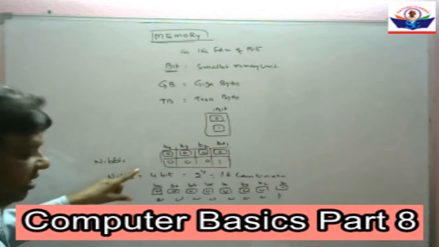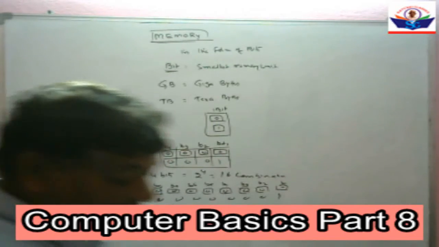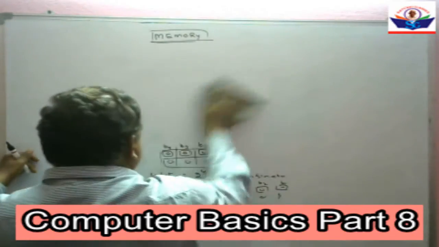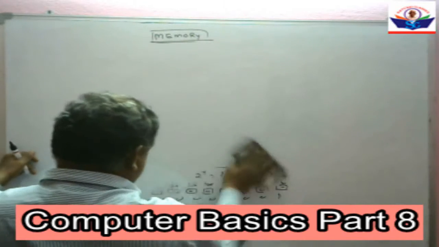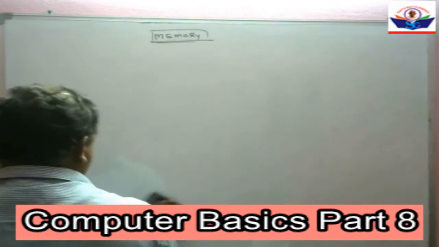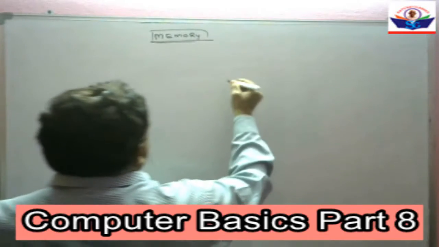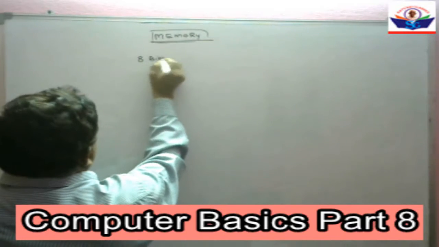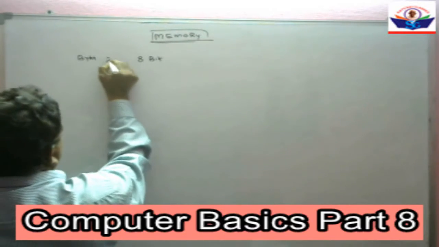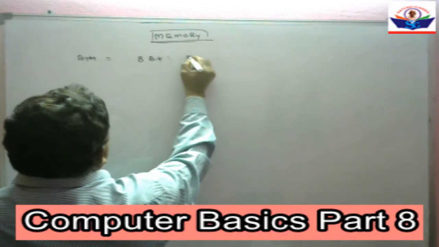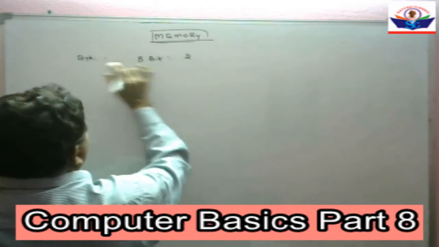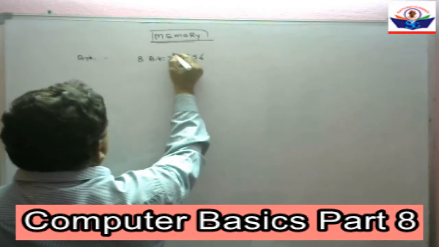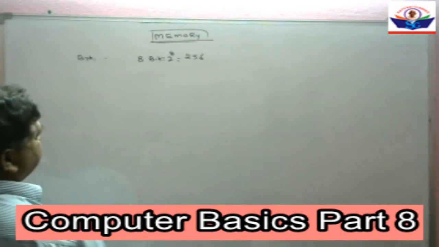A nibble contains 4 bits, and a byte contains 8 bits. Byte means 8 bits, and the number of values is 256. That is equal to 2 to the power of 8, which is 256.